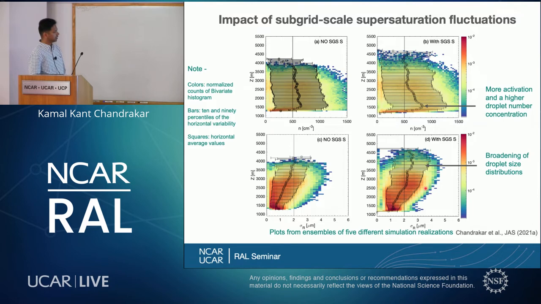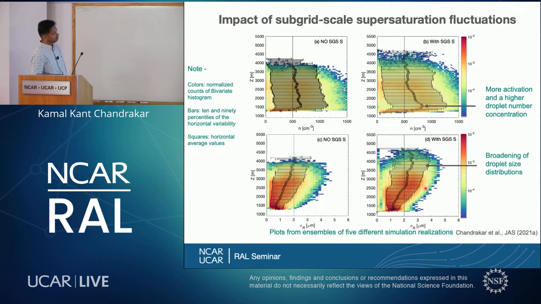So this is one example. Here we investigated how the subgrid-scale fluctuation of the supersaturation affects different properties like number concentration and spectral width of droplet size. This is the 2D histogram in the vertical direction, the colors are the normalized count, the squares are the horizontally averaged mean values, and the bars are the 10th and 90th percentiles of the distribution. In one case, we turn off the subgrid-scale fluctuation, and in the other case, we have the subgrid model active. For the case with no subgrid-scale fluctuation, we get lower droplet number concentration near the cloud base, and also the variability is smaller compared to the case where we have subgrid fluctuations.